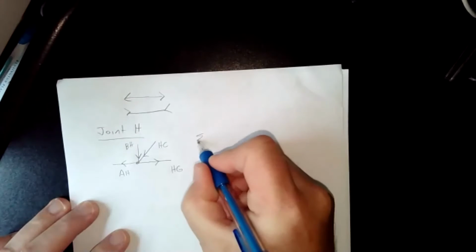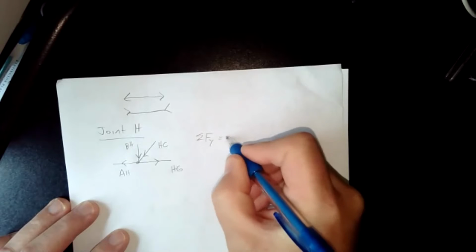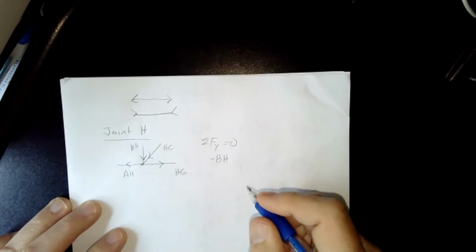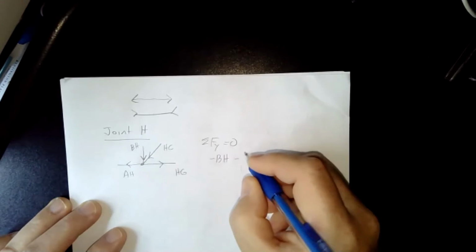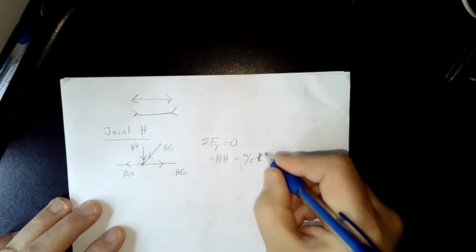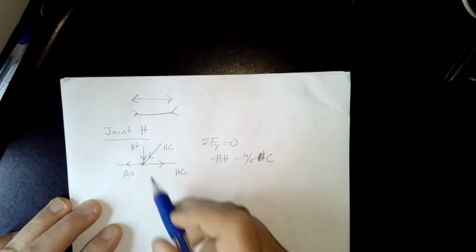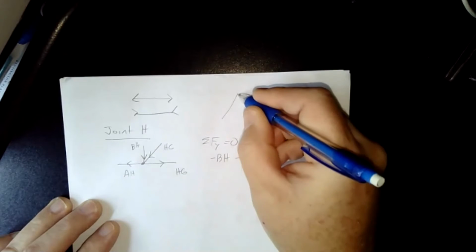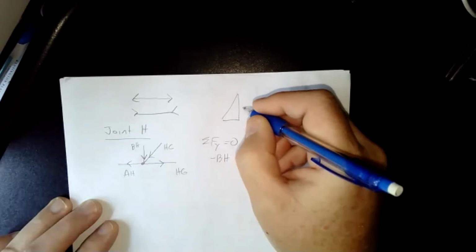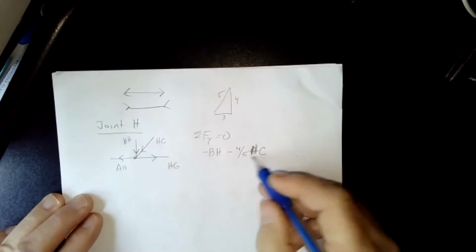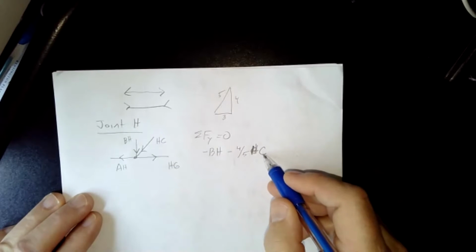So if we go ahead again and we sum the forces in the y direction to 0, then we essentially have minus BH and then minus 4/5 CH or HC, sorry, same thing. Now, where did I get the 4/5? Again, all of these triangles are 3, 4, 5. So you know that whenever you're dealing with an angle here, that this is the 4 side, that's the 3 side, that's the 5 side. So anything vertical is 4/5. So minus 4/5 HC equals 0.